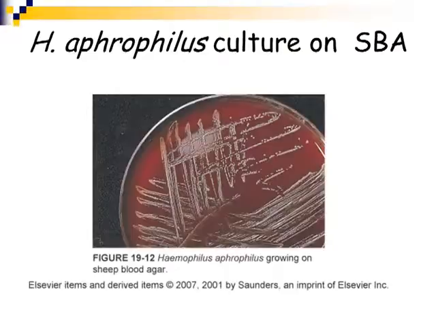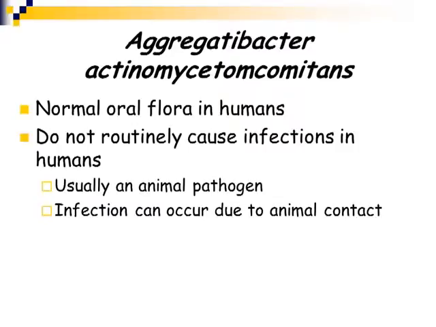And here is what was formerly called Haemophilus aphrophilus, which is now Aggregatibacter aphrophilus, growing on a sheep blood agar plate. The next organism is Aggregatibacter actinomycetemcomitans, which is again normal oral flora in humans. This organism does not routinely cause infection in humans. It is an animal pathogen. However, humans can be accidentally infected due to contact with an infected animal.